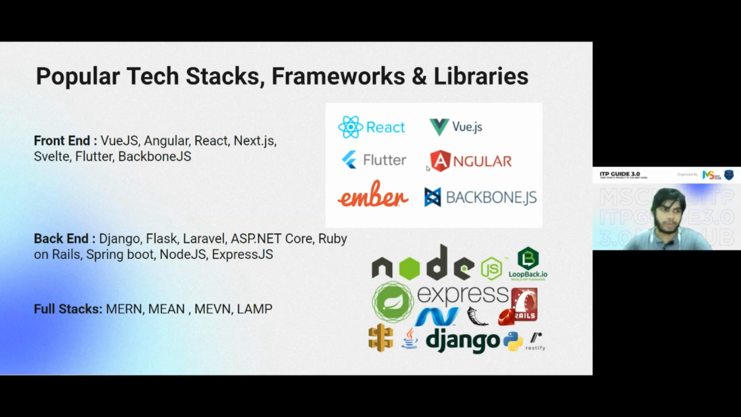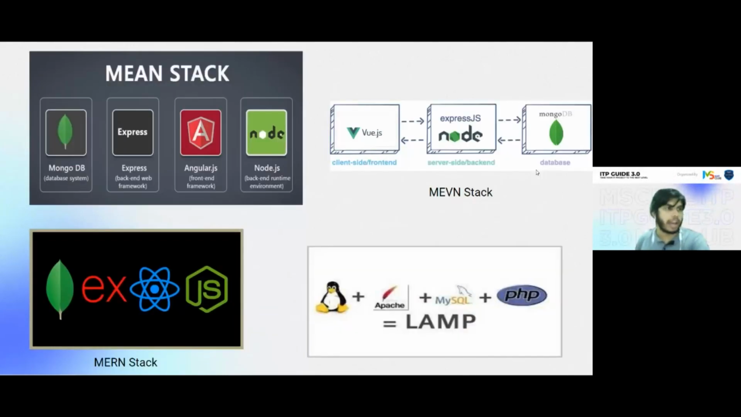And as I mentioned earlier, there are a couple of popular stacks that are used in the industry as conventions. You have the MERN stack, MEAN stack, MEVN, and LAMP. I'll come to the explanation of what MERN, MEAN, MEVN, and LAMP mean in the next slide. So yeah, first of all, you have the MEAN stack on the top left corner.